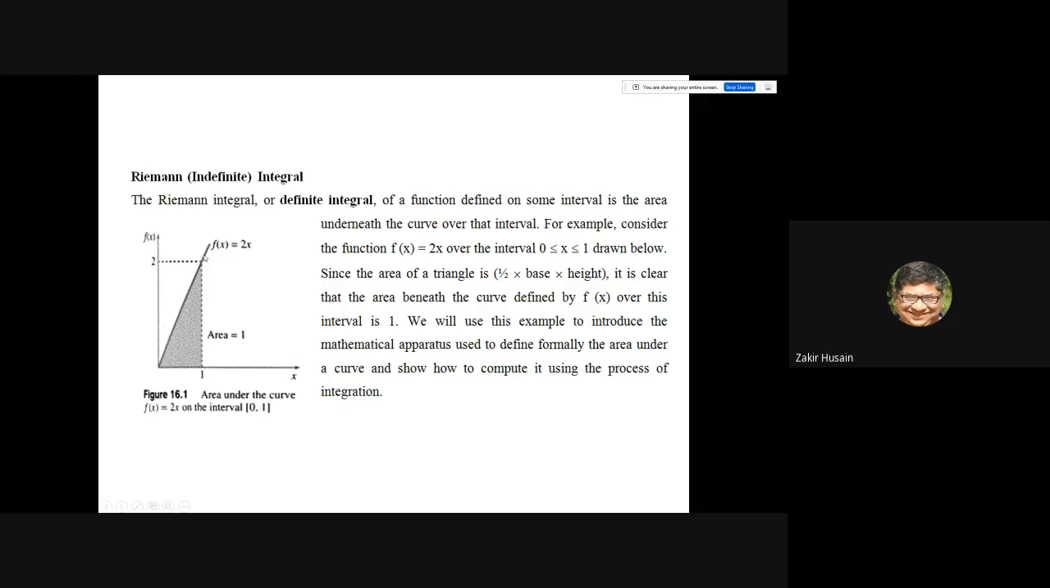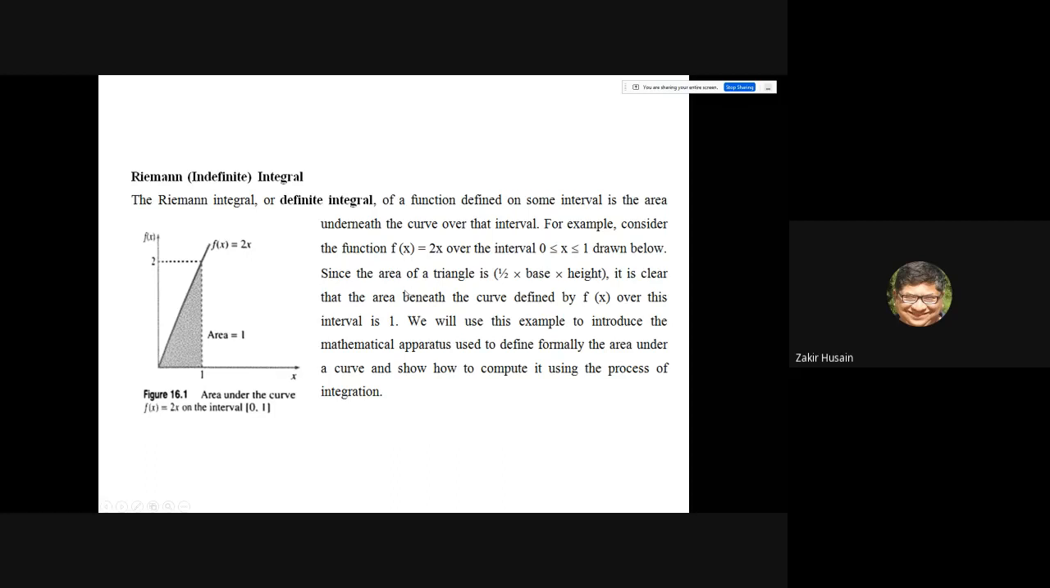So over here, for instance, we have a straight line which passes through the origin, and the function is 2x. So if x is 1, y will be 2. Okay, so what is the area under the curve? And it's very easy. It is half of this rectangle. So the rectangle is 2 into 1, and the area of the triangle will be half of this. So it is half.